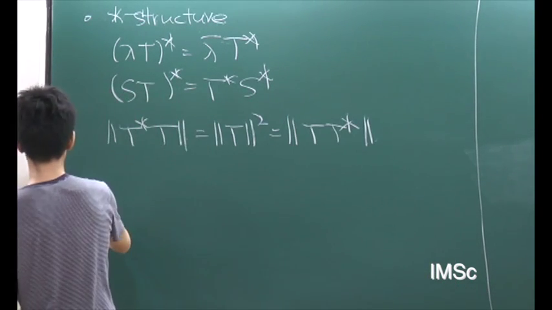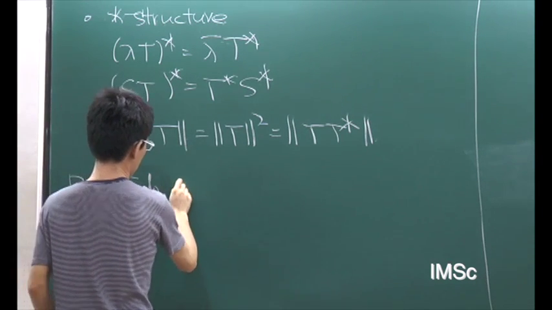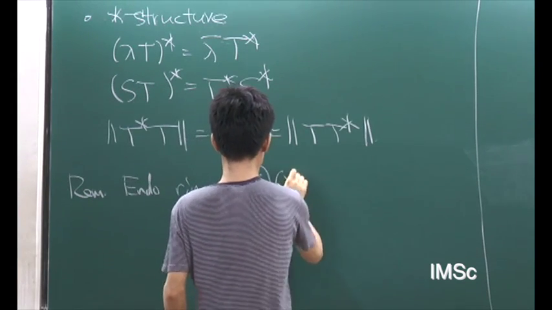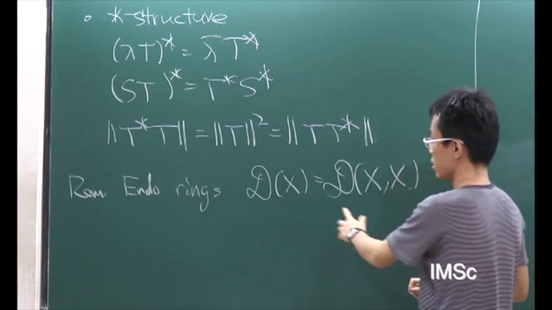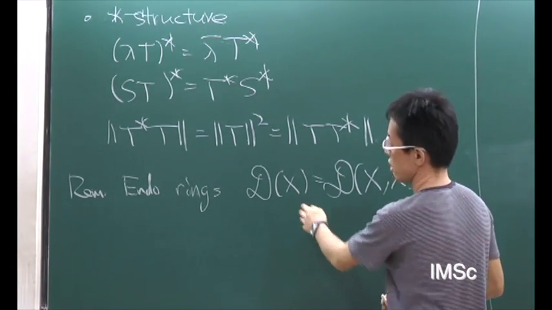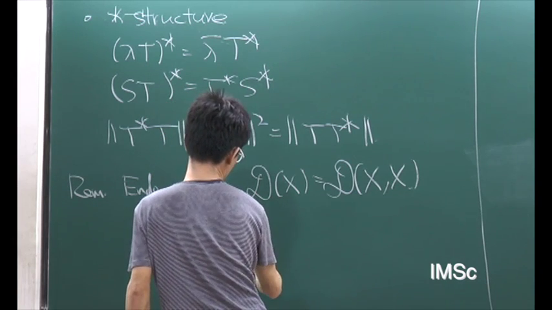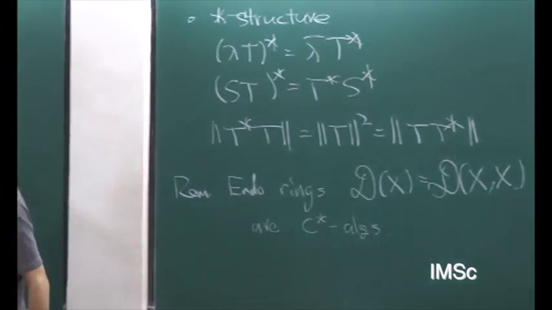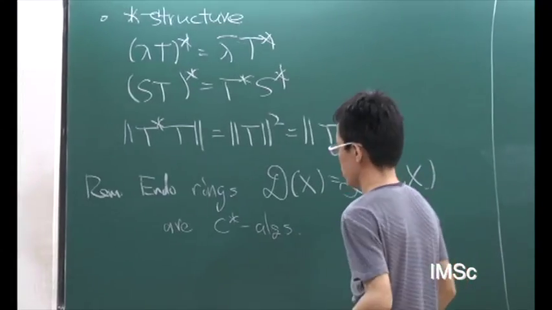When I write just D(X), that means D(X,X), the endomorphism ring. So these are C-star algebras. And moreover, the general morphism sets like this are Hilbert modules over these C-star algebras.